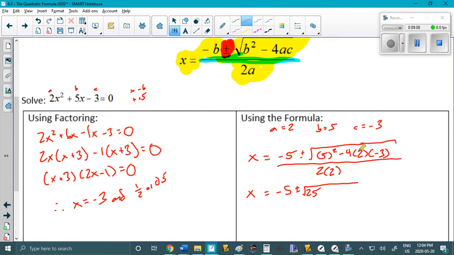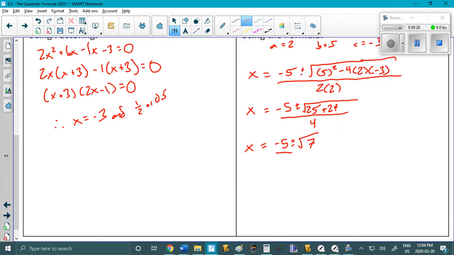4 times 2 is 8. 8 times 3 is 24. We've got a double negative, so this is going to be plus 24, all over 4. So under the square root sign, we get x equals negative 5 plus or minus the root of 7, all over, sorry, I jumped the gun there. It's the root of 49, which is 7, but we'll do that next. Okay, so then it's x equals negative 5 plus or minus 7 over 4. Now we're not done. We now have 2 cases.